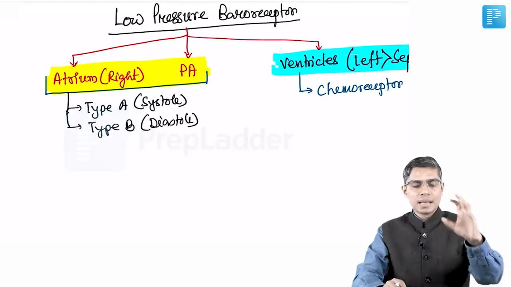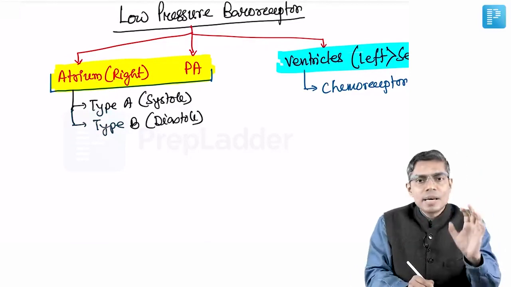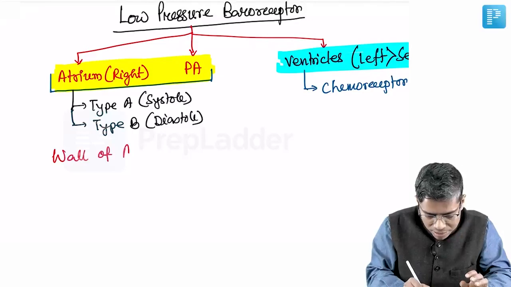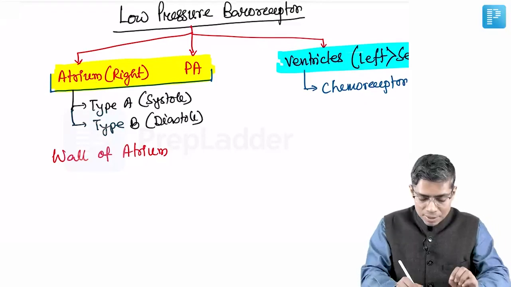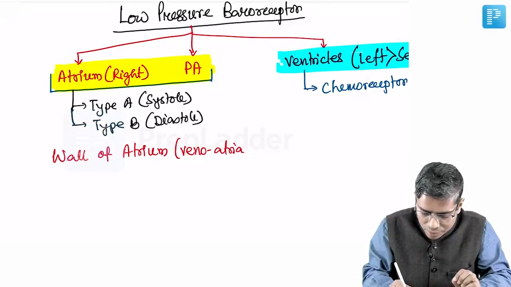Two types of low pressure baroreceptor. Now if I ask you at the level of right atrium where it is located, obviously like baroreceptor it is located at the wall of atrium, mainly the right atrium, especially at the level of veno-atrial junction.